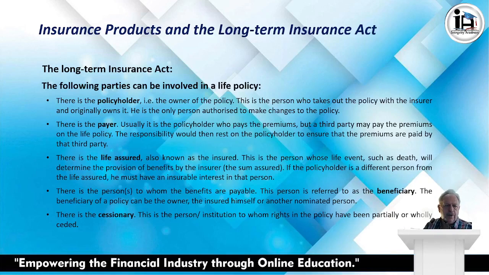Right, the following parties can be involved in a life policy. Number 1, the policy holder, for example, the owner of the policy. This is the person who takes out the policy with the insurer and originally owned it. He or she is the only person authorized to make changes to this policy.